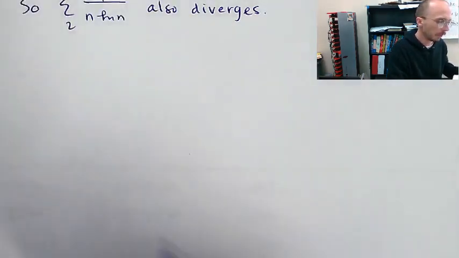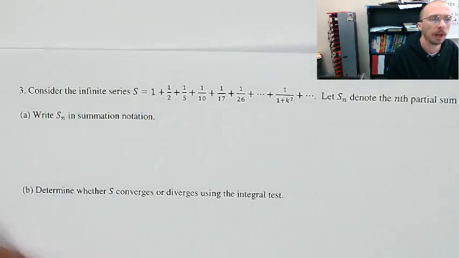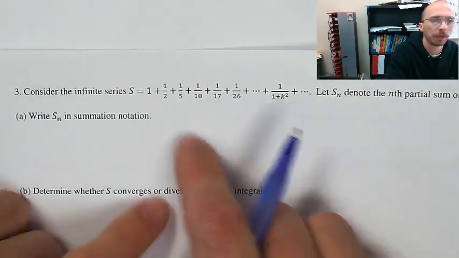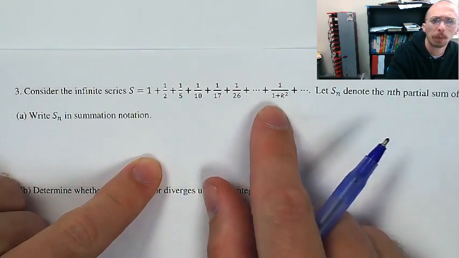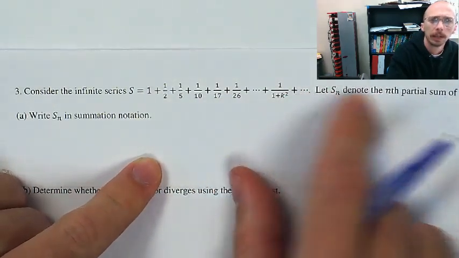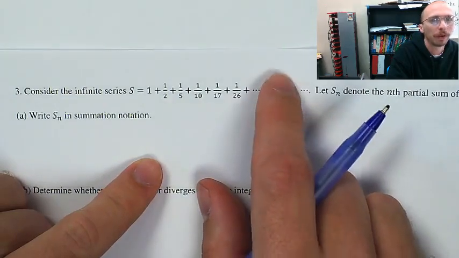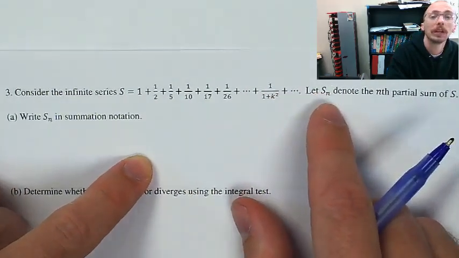I'm going to actually write on the document for this problem. For number 3, let's look at this. Consider the infinite series S, which is 1 plus a half plus a fifth, a tenth, a 17th, and a 26th, and 1 over 1 plus k squared. Probably going to do the integral test, right? 1 over 1 plus x squared, that's an antiderivative we need to know.